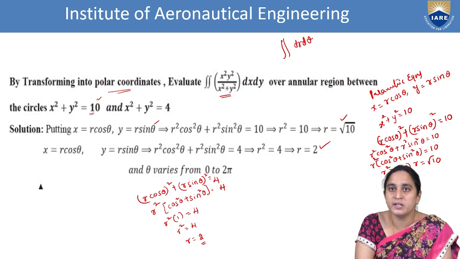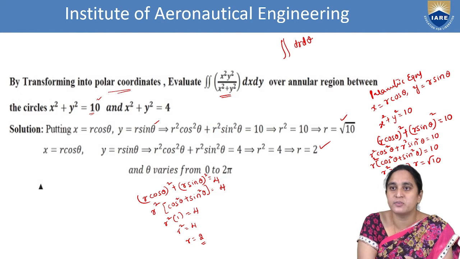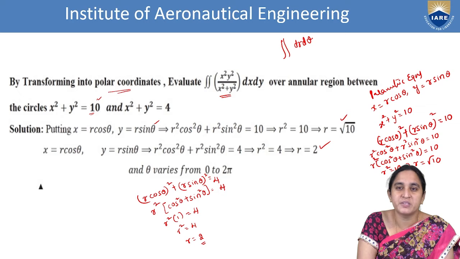By transforming into polar coordinates, first we get the r values. What is r? From the first circle equation I got r is equal to root 10. From the second circle equation I got r is equal to 2. These two are the limits for r. Okay, and next, what about the next limits?